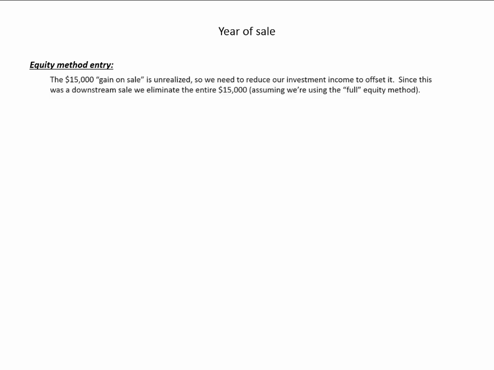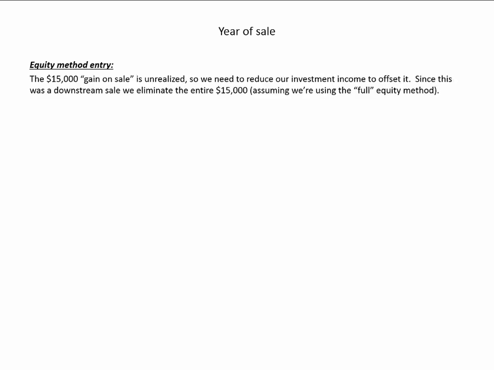Now let's go ahead and go through our equity method entry and our elimination entries arising from this transaction. As far as our equity method entry is concerned, that $15,000 gain on sale, which Big reported, is unrealized, and therefore under the full equity method, or the complete equity method, we need to reduce our investment income to offset it. Since this was a downstream sale, we're going to eliminate 100% of that $15,000, and we're going to do that by reducing our investment income and crediting our investment in Little account.